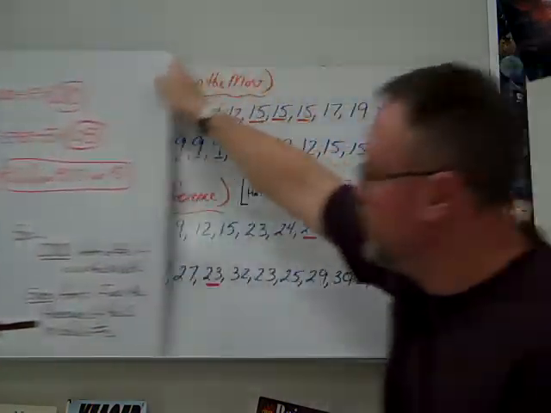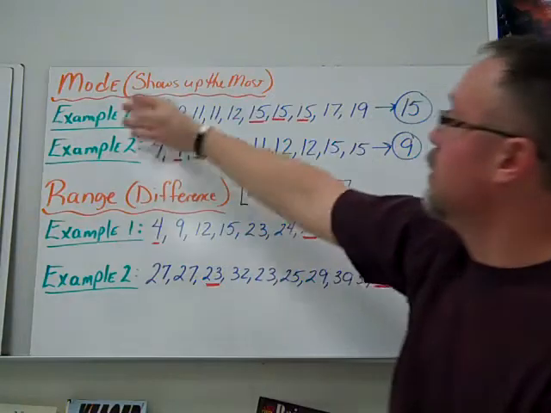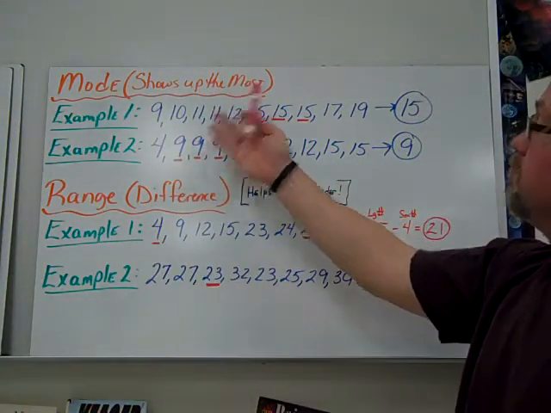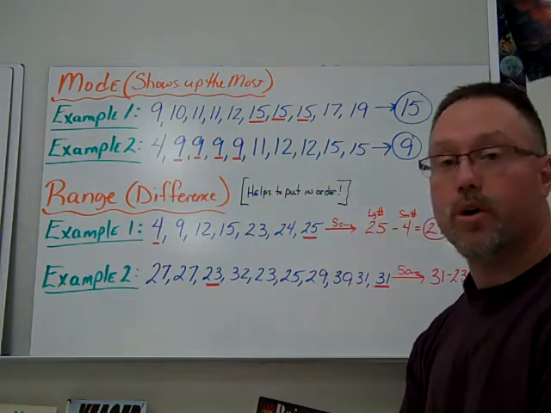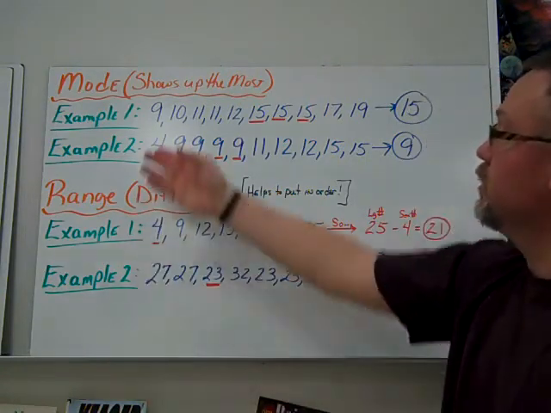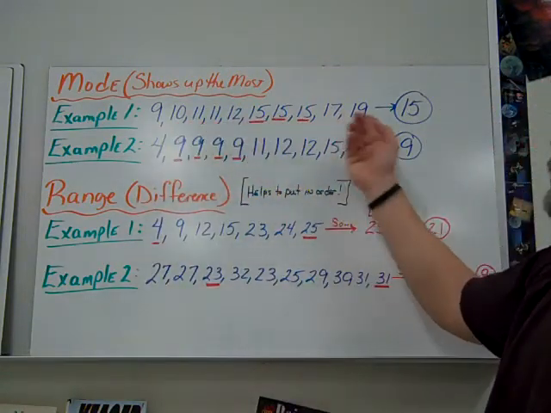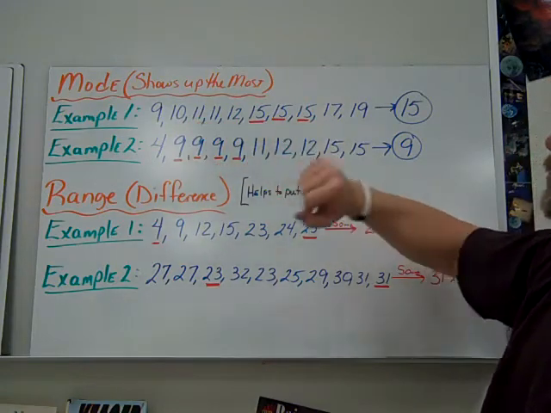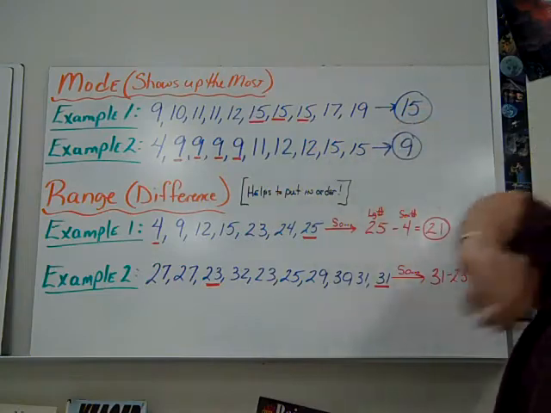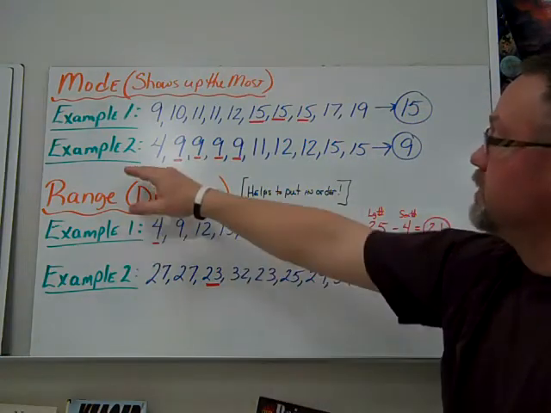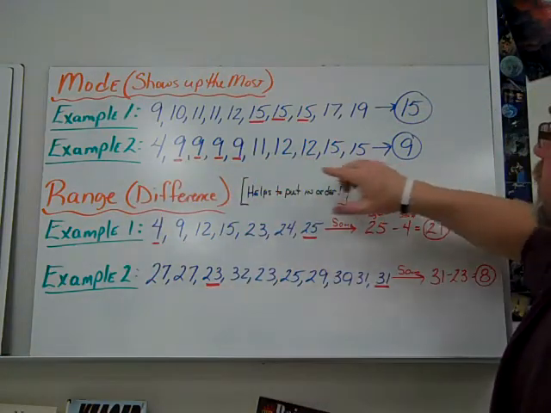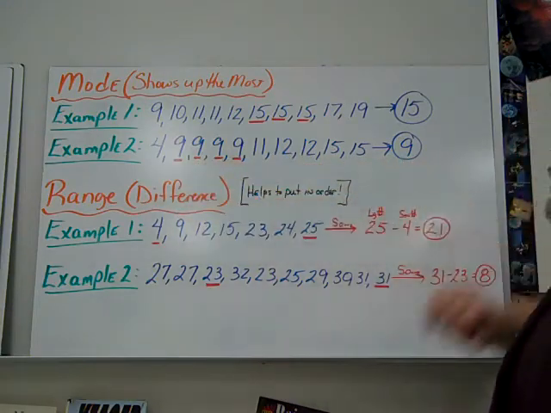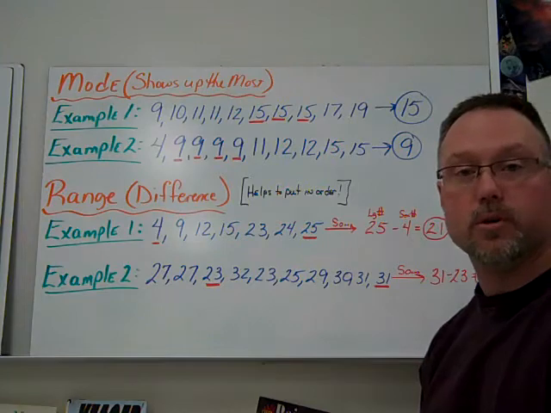Our next set, our last 2 examples are mode. Mode is the one that shows up the most. You don't necessarily have to have it in order. It helps. But what you're looking for in your data set is which number shows up the most. You see it, we have 2 11s, but we have 3 15s. The 15 shows up the most. That's our mode. For example 2, we have our list of data points. We have 2 12s, 2 15s, but we have 4 9s. So 9 is our mode, which shows up the most.